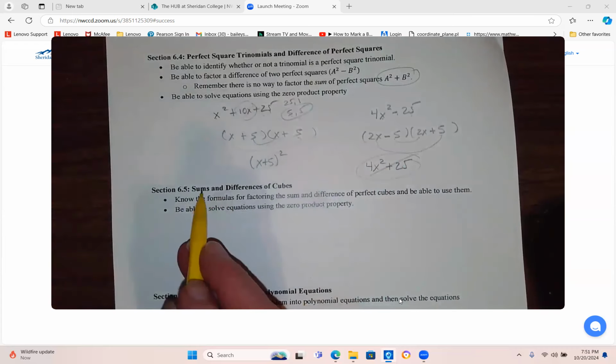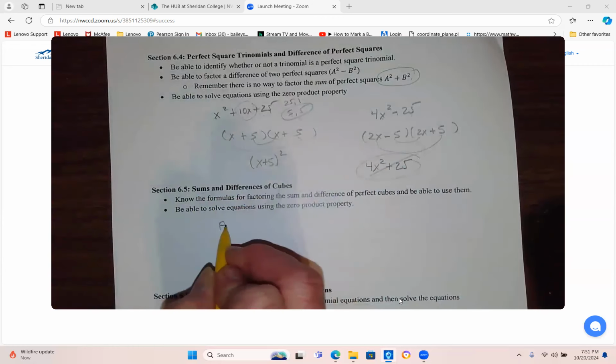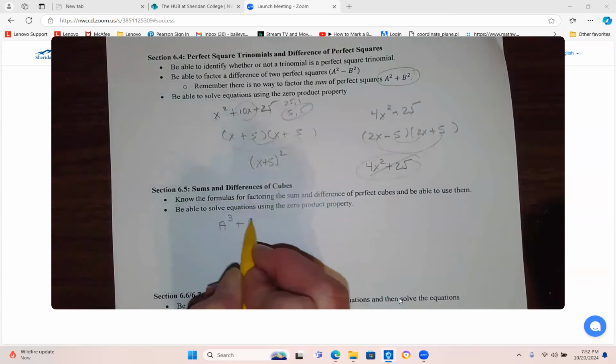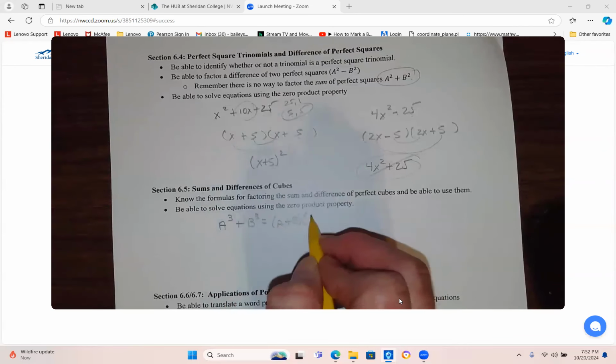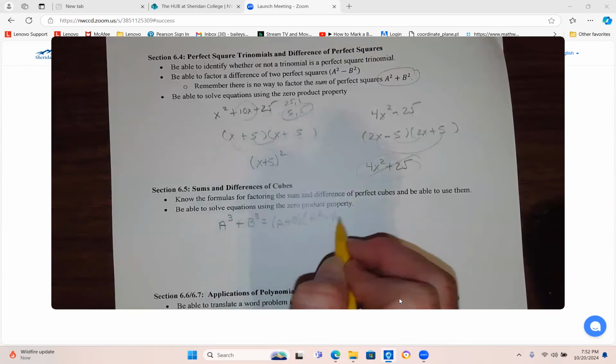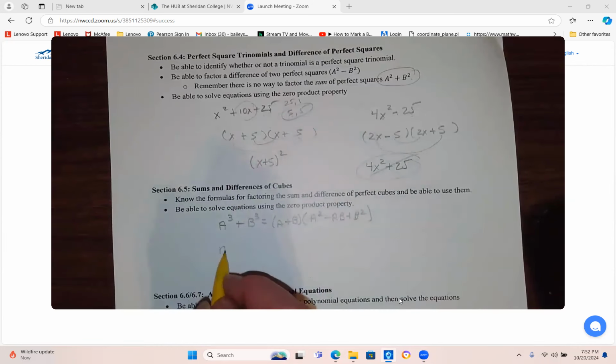Now, when you do your sums and differences of cubes, I'll go ahead and put these on your note card that you can have. So we've got a plus b, let's see, a squared minus ab plus b squared. And then a cubed minus b cubed.